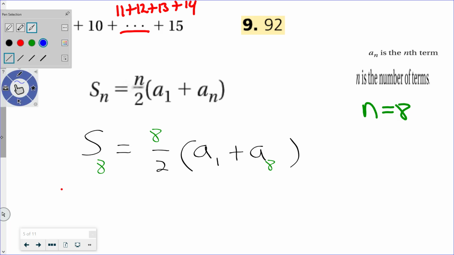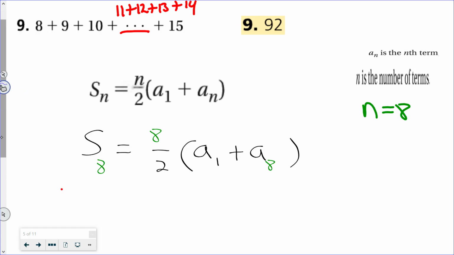don't give me the number, but what does a subscript 1 mean? What does it mean? First term. Does that make sense? This means the first term. So the first term is 8. Not to be confused with that 8. This 8 is the number of terms. This 8 is just the first term. So we will replace a subscript 1, which means the first term, with the first term.